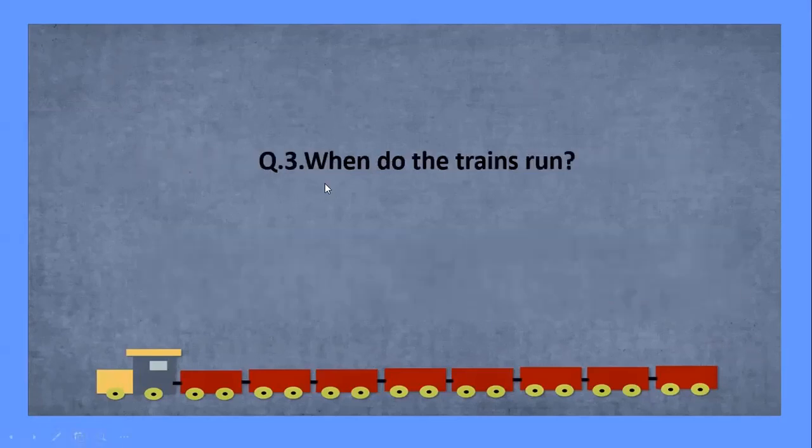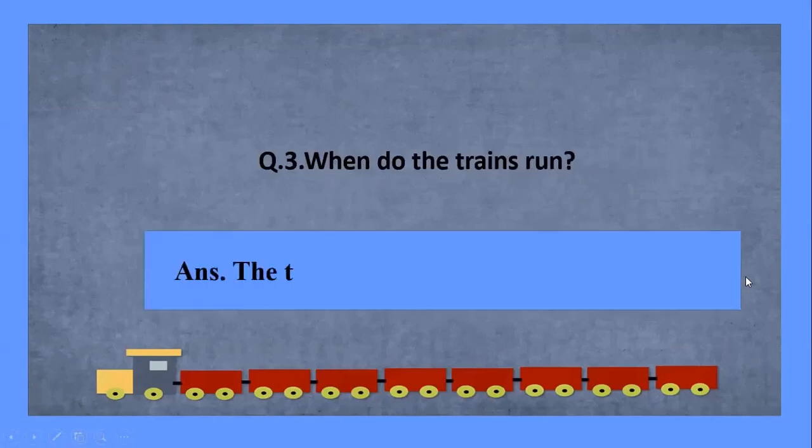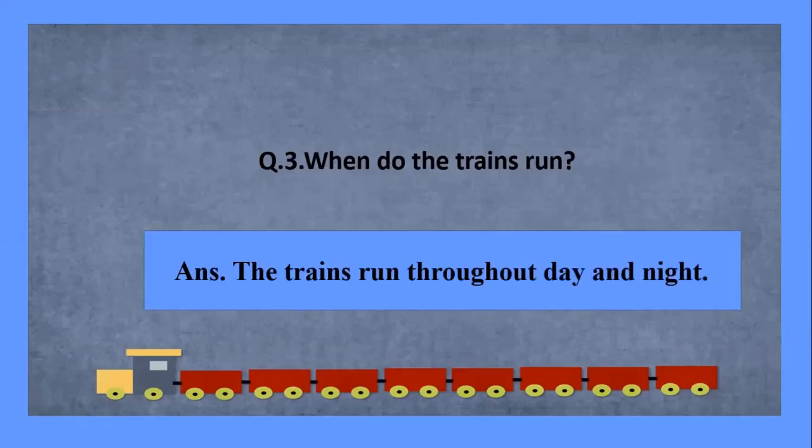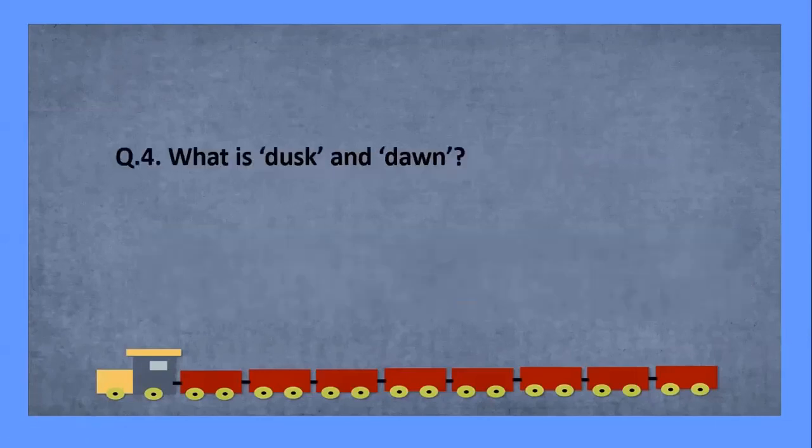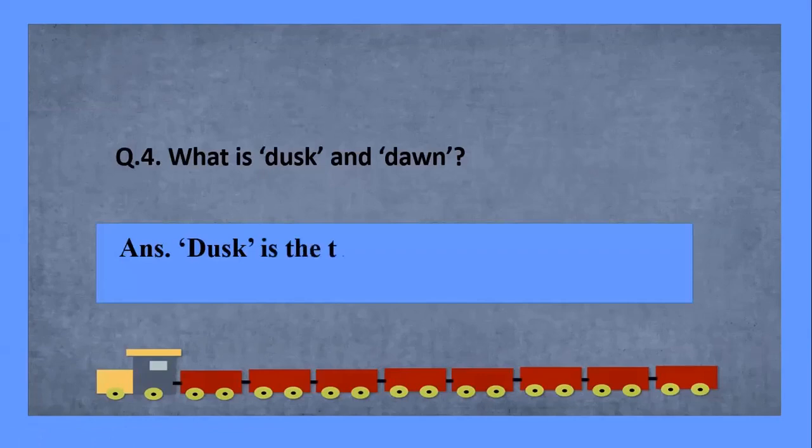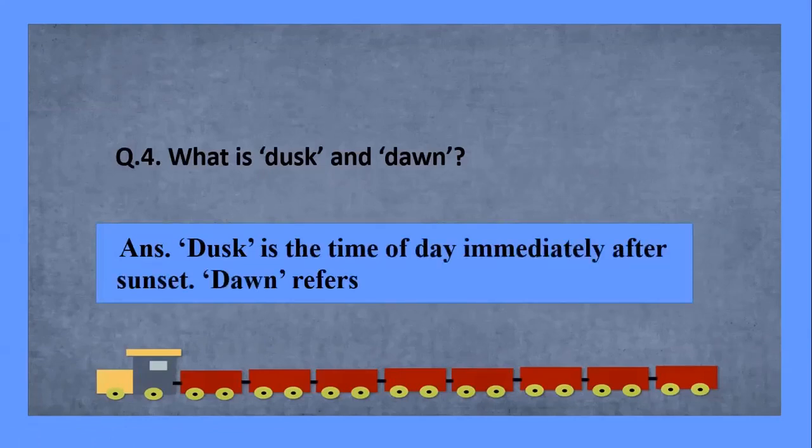Moving on to the third question, when do the trains run? Here the answer is, the trains run throughout day and night. The fourth and the last question is, what is dusk and dawn? The answer for this question is, dusk is the time of day immediately after sunset, whereas dawn refers to the first light of the day.